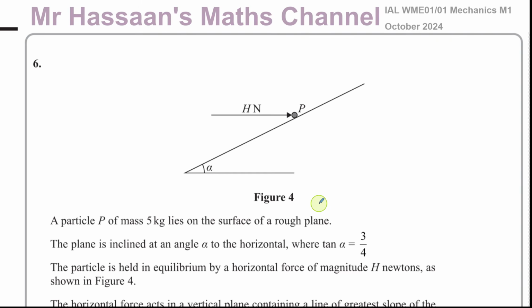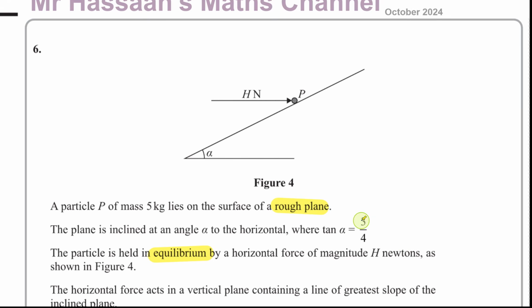It says a particle of mass 5 kilograms lies on the surface of a rough plane. Okay, so we have a rough plane, which means we're going to have to deal with friction here. The plane is inclined at an angle alpha to the horizontal, where tan of alpha is 3/4. The particle is held in equilibrium by a horizontal force of magnitude H newtons, as shown in figure 4. So the horizontal force acts in a vertical plane containing a line of greatest slope of the inclined plane.